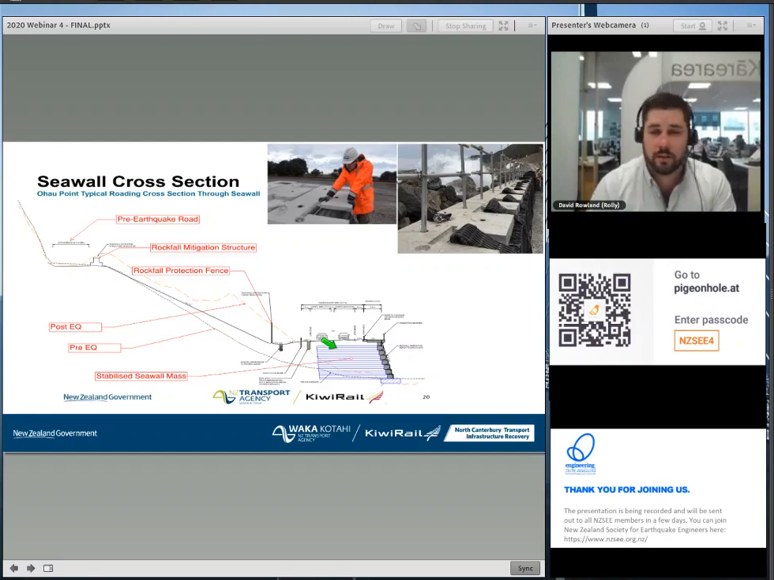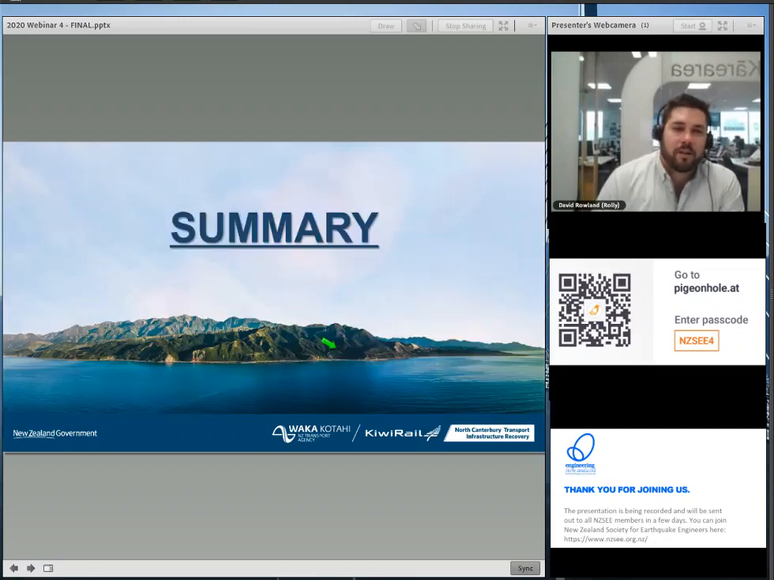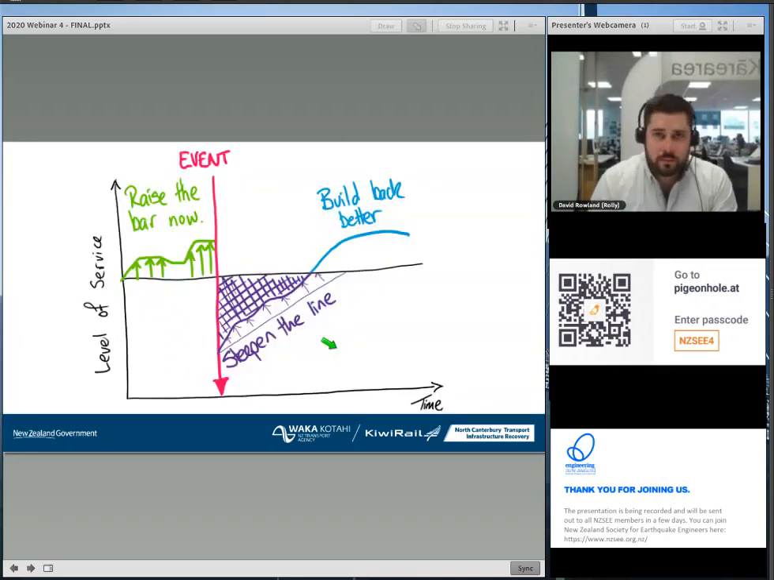You'd either run off the end or straight into a wall. So I could carry on talking about seawalls and things for hours, but I want to circle back to my main takeaway, which is this little diagram here. There we go.